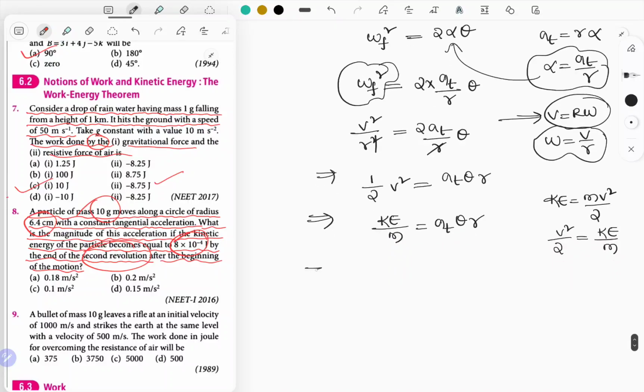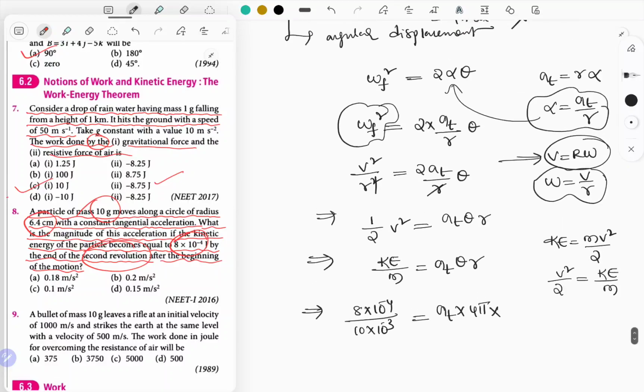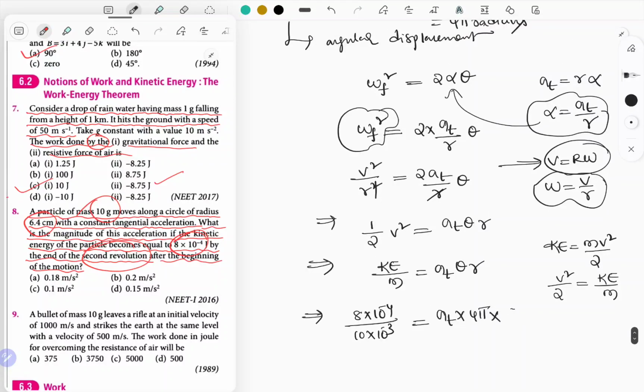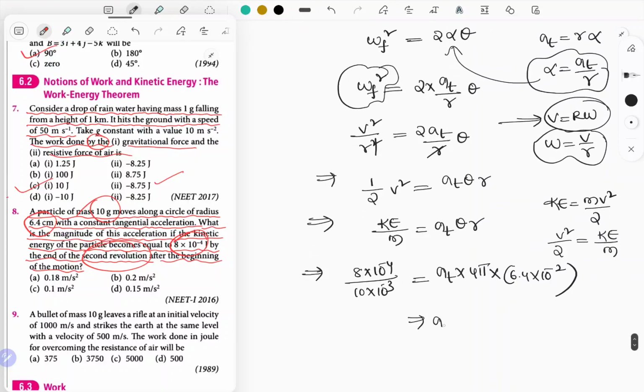Let me substitute all those things. It's going to be 8 into 10 power minus 4 divided by mass, which is 10 into 10 power minus 3, which is equal to 80 into theta, which is 4 pi, into r value, which is 6.4 into 10 power minus 2. If we substitute all these things, we are going to get the answer approximately as 0.1 meter per second square.